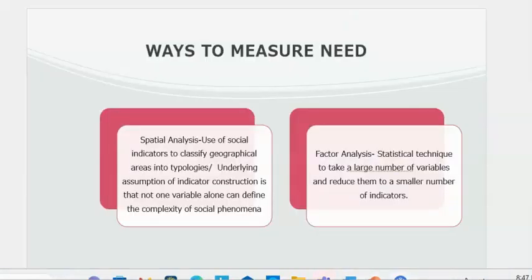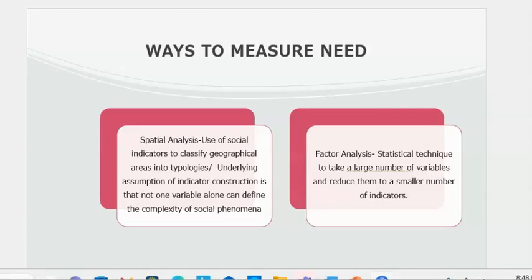And lastly, there are, again, additional ways to measure need. One is using a spatial analysis, and that is use of social indicators to classify geographical areas into typologies. The underlying assumption of indicator construction is that not one variable alone can define the complexity of social phenomena. And then we can use factor analysis, which is a statistical technique to take a large number of variables and reduce them to a smaller number of indicators.